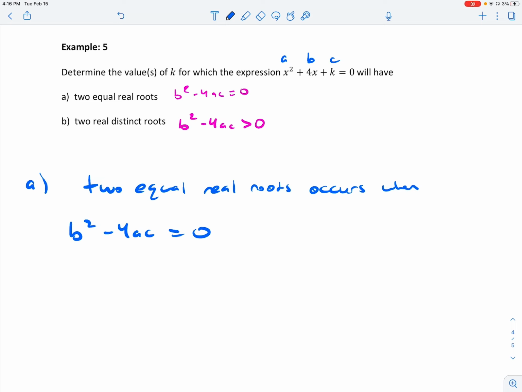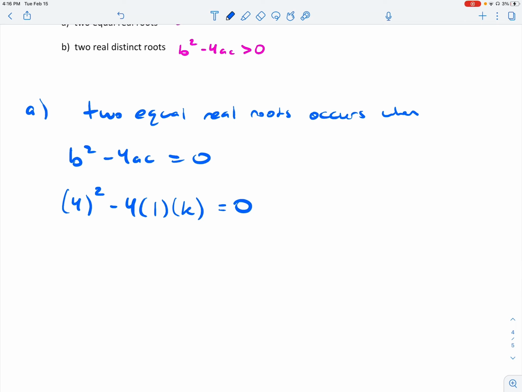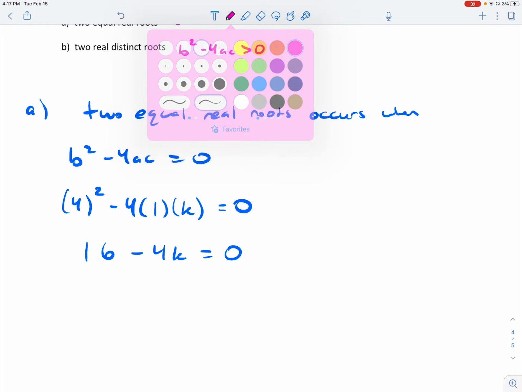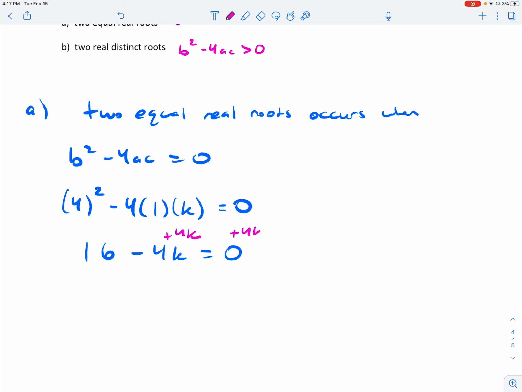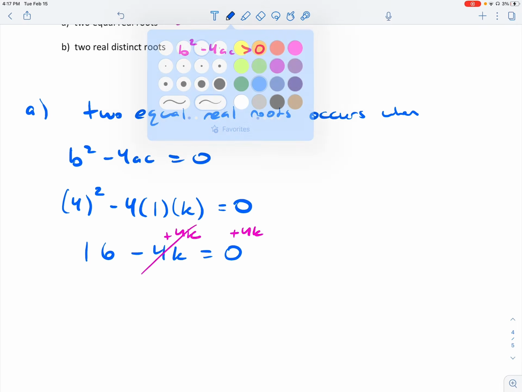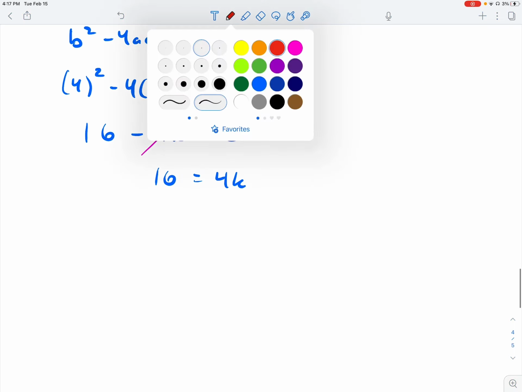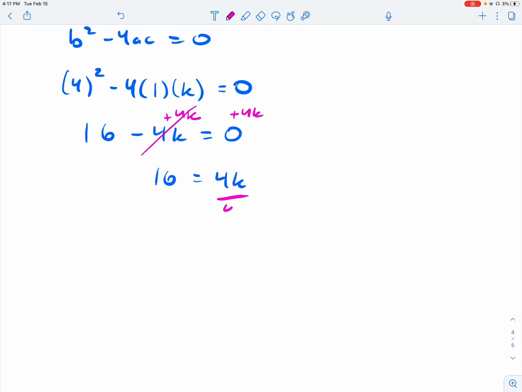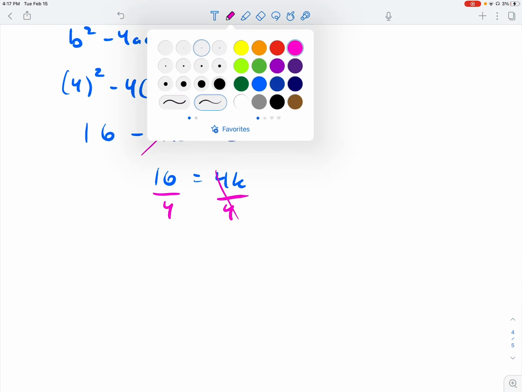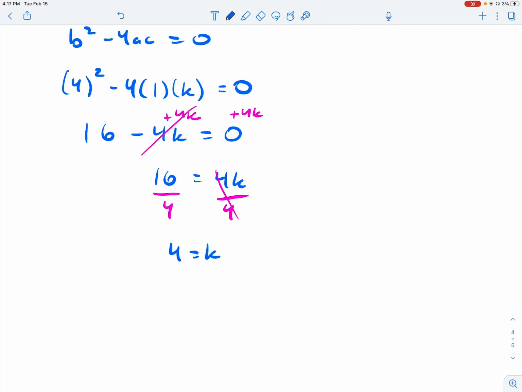So if b is 4, I'm going to plug that in. a is 1, plug that in. And c is k. Notice I can solve for k in this. 4 squared is 16. Then we have minus 4k equal to 0. We'll just add 4k to both sides to rearrange, and we have 16 equals 4k. Divide both sides by 4, and we're left with k equal to 4.